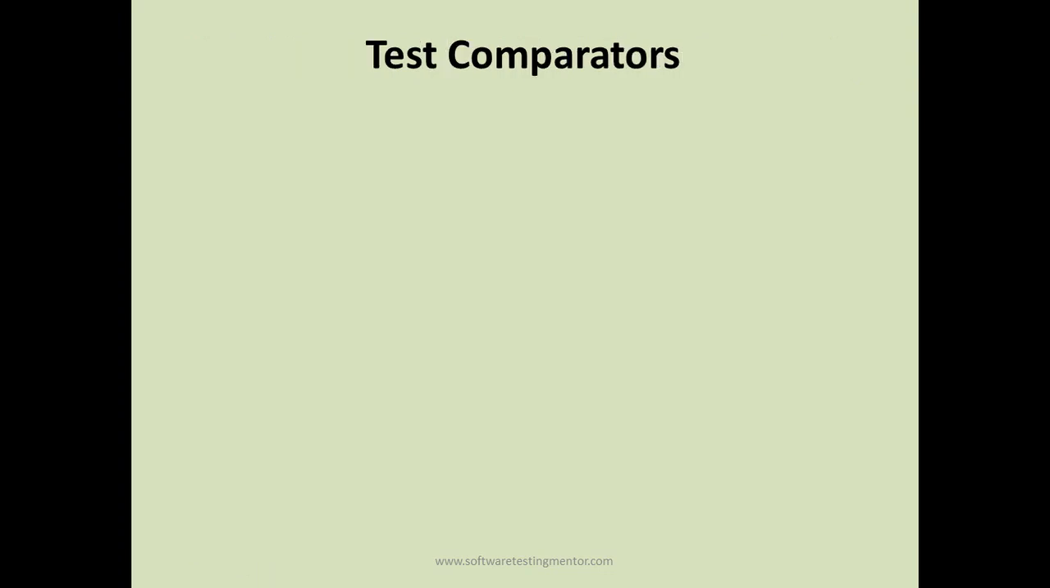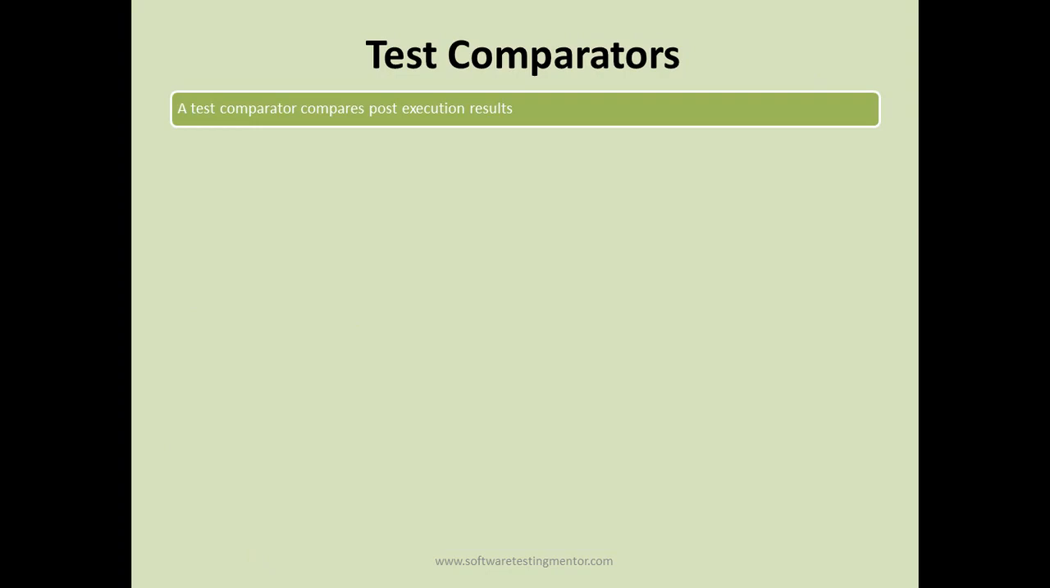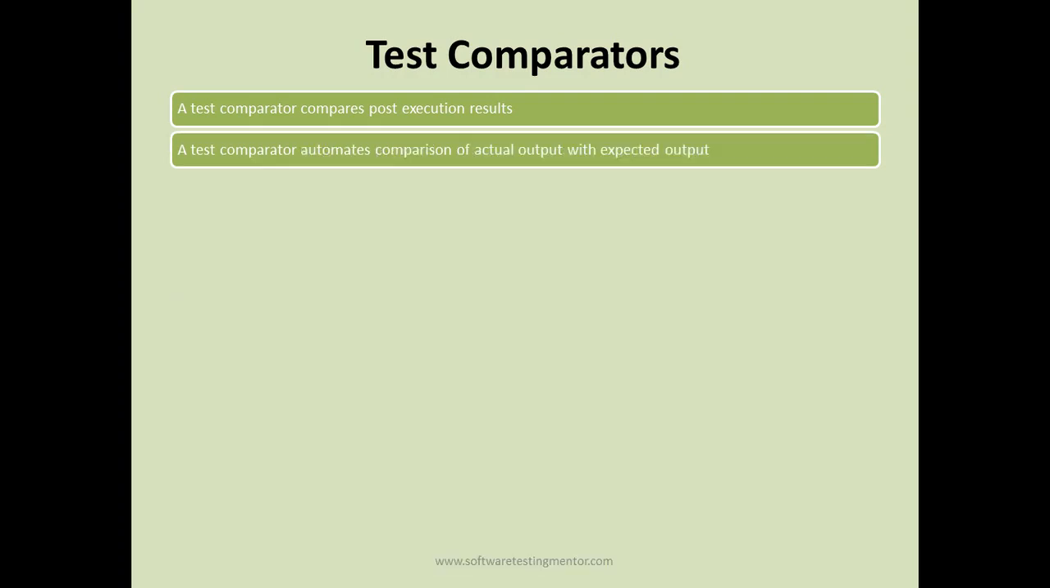Then test comparators. A test comparator compares post-execution results. The main role of a test comparator tool is to compare the result or outcome that you receive after executing the test. A test comparator automates comparison of actual output with expected output. So this comparison is mostly automated with a test comparator.